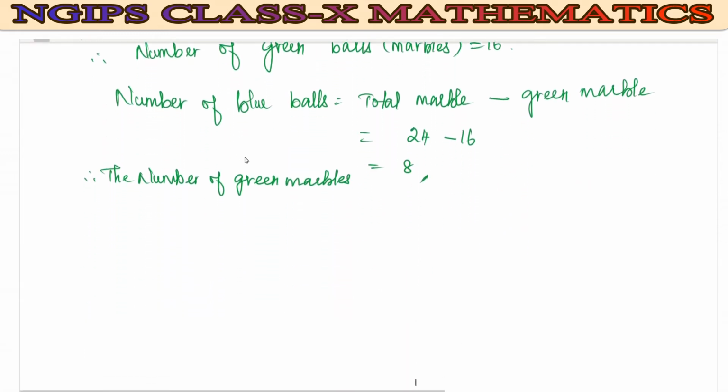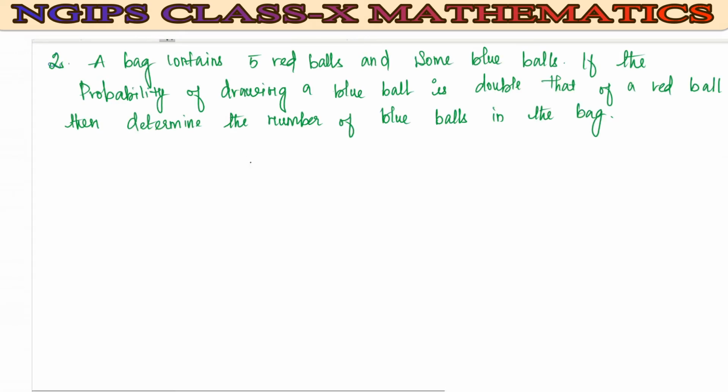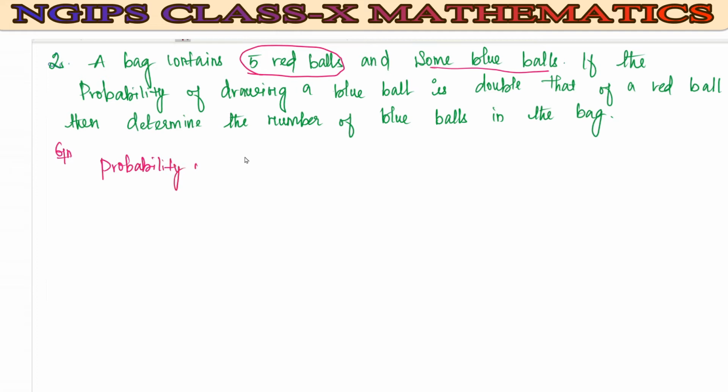Next we will move to the next question. The second question we have here. A bag contains 5 red balls and some blue balls. We don't know exactly the number of blue balls. If the probability of drawing a blue ball is double that of a red ball, so I can write here, given: probability of a blue ball is double the probability of a red ball.